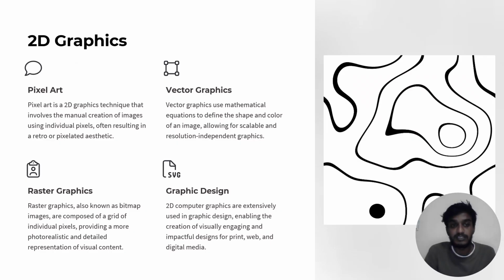Pixel art is a 2D graphics technique that involves the manual creation of images using individual pixels, often resulting in a pixelated aesthetic. Vector graphics use mathematical equations to define the shape and color of an image, allowing for scalable and resolution-independent graphics. Raster graphics, also known as bitmap images, are composed of a grid of individual pixels, providing a more photorealistic and detailed representation of visual content.